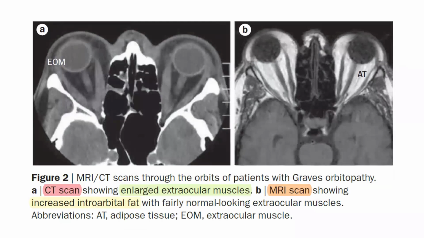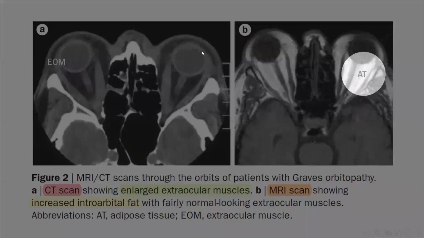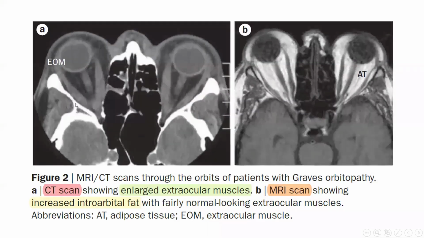And another CT I present is to differentiate between CT and MRI. The B is MRI. This is the MRI image, and this is CT. And actually, CT is more accurate for identifying bones in general. And also, extraocular muscle appears better with CT, not MRI. MRI shows increased extraocular fat. This white region is fat, intraorbital fat, with fairly normal-looking extraocular muscle. The extraocular muscle by MRI here appears normal. But the extraocular muscle by CT is diagnostic.